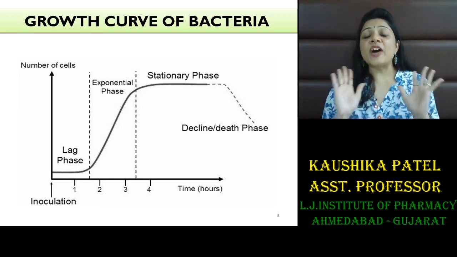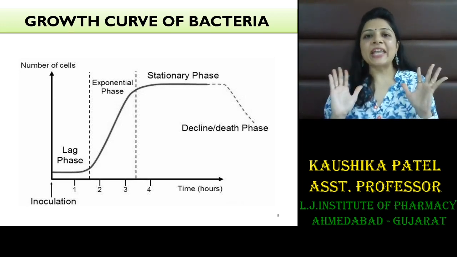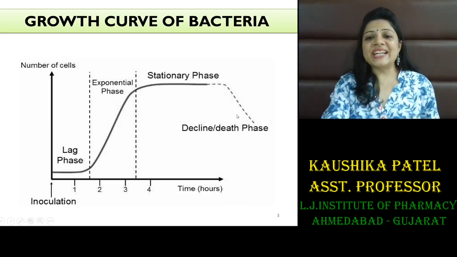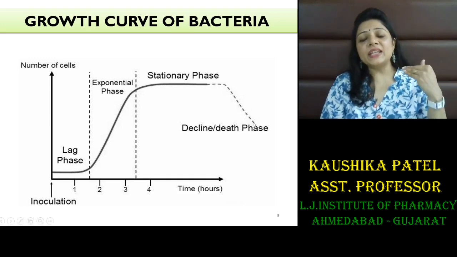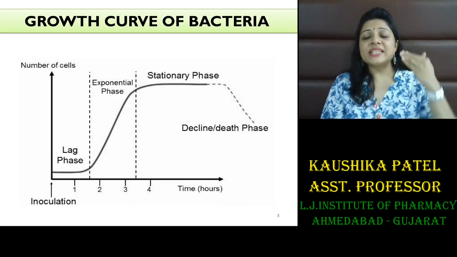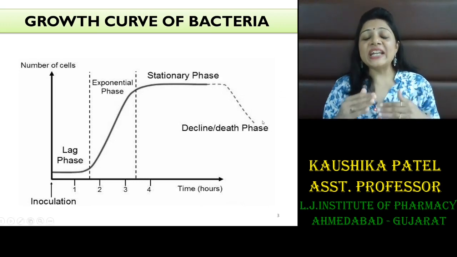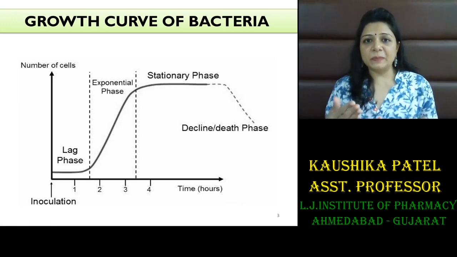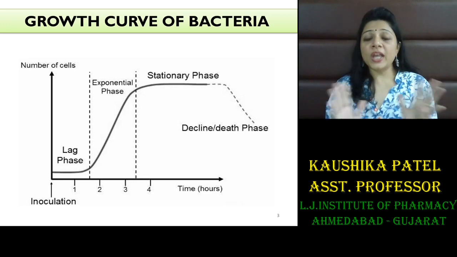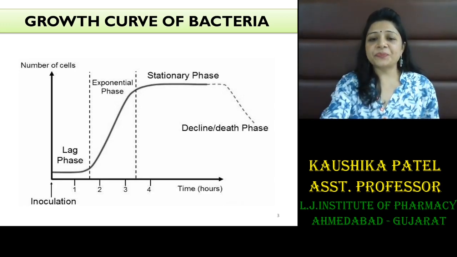And then finally, when all the nutrients are depleted and too many toxins have accumulated in the growth medium, afterwards there will be a decline. A decline in the curve will be observed, that is the death phase or decline phase, where there is a decrease in the number of cells. This phase is observed if you continue the incubation even after the stationary phase has been achieved. So the growth curve describes four different phases of bacteria.